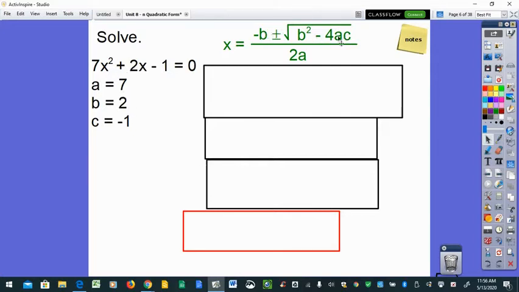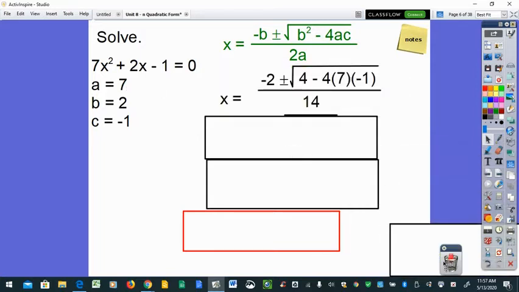And now we're going to substitute. So be careful. Make sure you put the right number in for the right variable. So we need the opposite of b, which would be negative 2, plus or minus b squared, which would be 2 squared, minus 4, times a, which would be 7, times c, which would be negative 1, all over 2 times 7. Now, if we were in class, I would be asking you to show me this substitution. Don't just go to the calculator. Show me what you put in for everything.